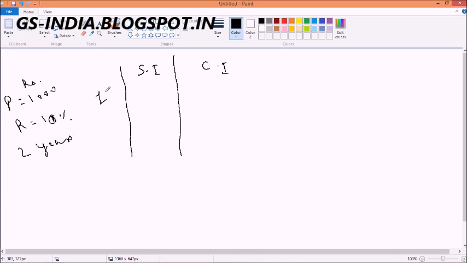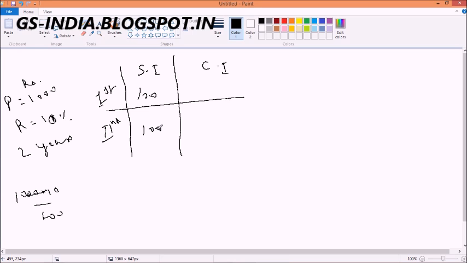So I am writing here first year, writing here second year. Okay. Now let us calculate the simple interest in first year. So 1000 rupees into 10, simple interest is very easy to calculate. 1000 into 10 by 100, it will come out as 100 rupees. And obviously for second year it is also going to be 100 rupees.